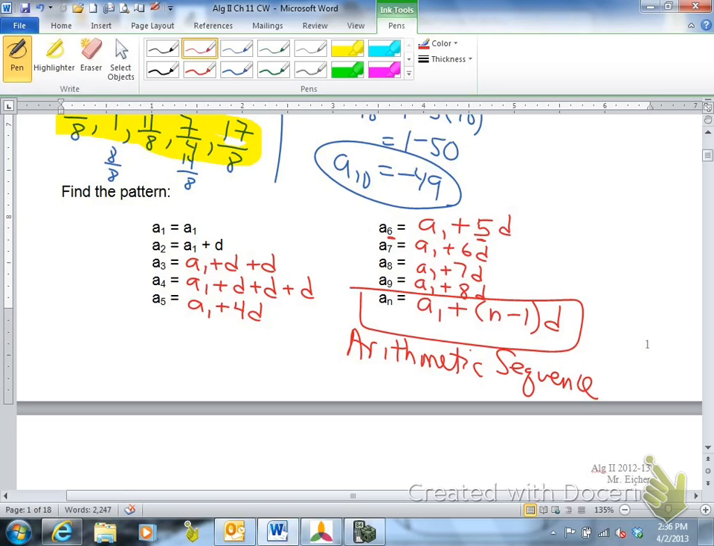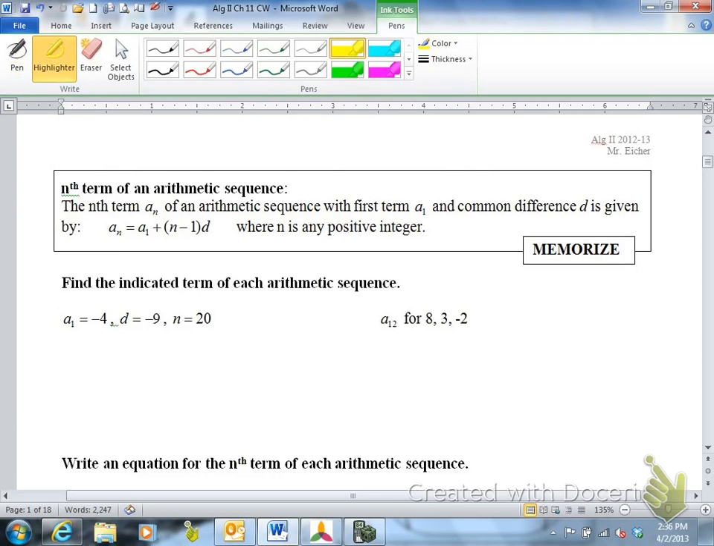So on the next page, that's the formula right here that we just wrote. The nth term of an arithmetic sequence. The nth term, a sub n, this one right here, of an arithmetic sequence is the first term, a sub 1, common difference d, and here's the formula. And you should memorize this formula. It's the first of 7 formulas in this chapter. It's the chapter probably with the most formulas. N is any positive integer.